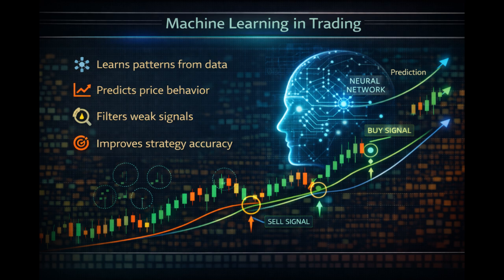Reinforcement learning. Reinforcement learning involves training models through trial and error interactions with an environment. The algorithm learns to make decisions that maximize long-term rewards. In trading, reinforcement learning models may learn when to enter or exit trades based on simulated trading environments. For example, a reinforcement learning system may experiment with different trading actions and gradually learn strategies that maximize profit over time.